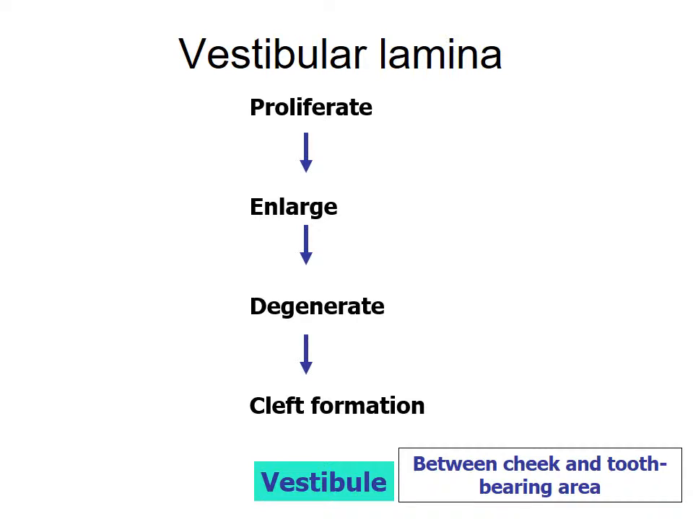Then we'll see the fate of the vestibular lamina. At the beginning, it continues its proliferation and enlargement. With that, it starts to degenerate. Once it starts to degenerate, it forms a cleft between the cheek and the tooth bearing area, which is called the vestibule.